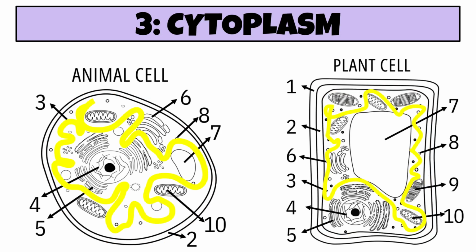Next, we have the cytoplasm. The cytoplasm is a jelly-like substance that holds the organelles, and the organelles float inside the cell. I did this on my computer, so I was unable to shade this entire area, but it's going to be the entire area around the organelles in both the animal and the plant cell. So go ahead and color in the cytoplasm, color flap 3, and then under flap 3, go ahead and write cytoplasm.